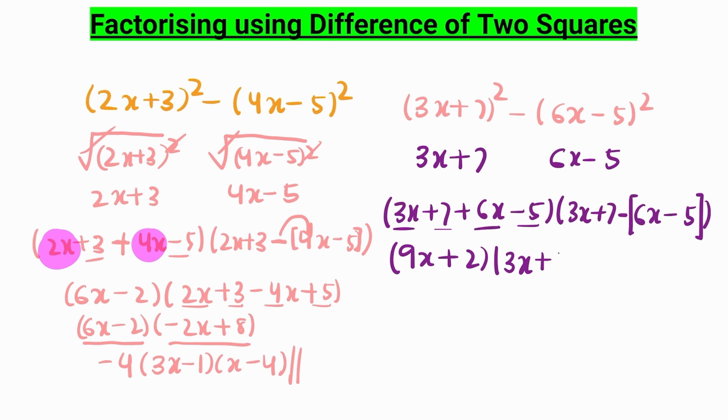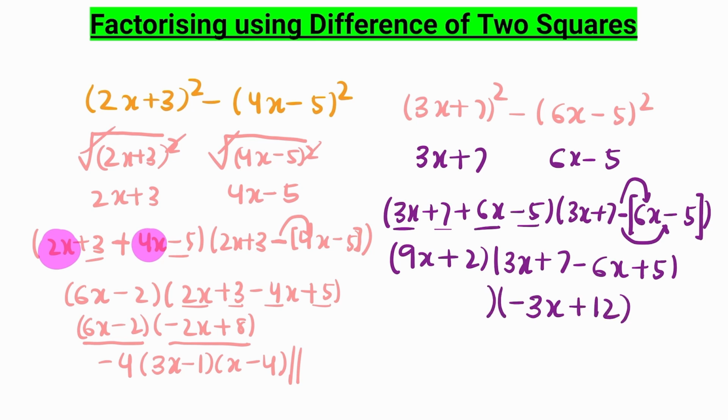3x plus 7 minus, we have to multiply 6x and minus 5 by both minus 1. This is minus 6x. Minus 1 times minus 5 is plus 5. Now we can simplify the second pair of brackets as well. 3x minus 6x is minus 3x. And 7 plus 5 is plus 12. And here we have 9x plus 2.